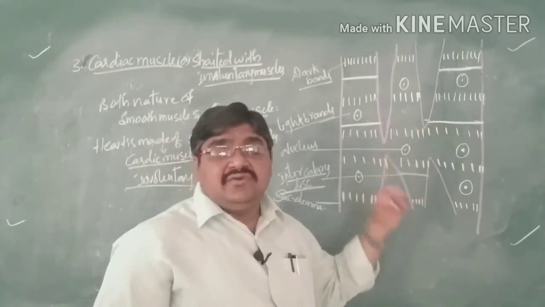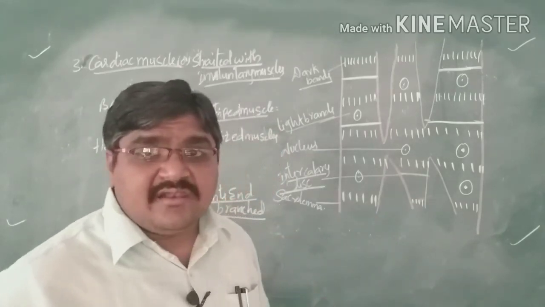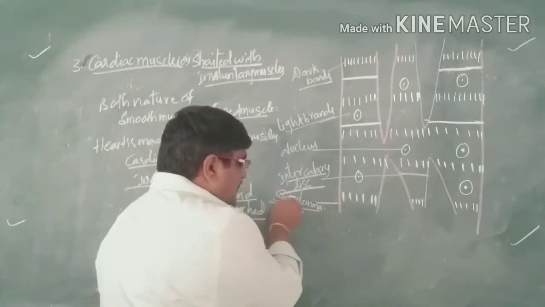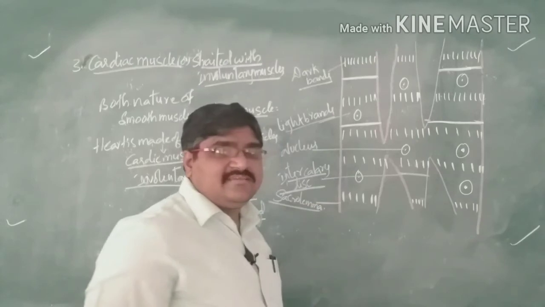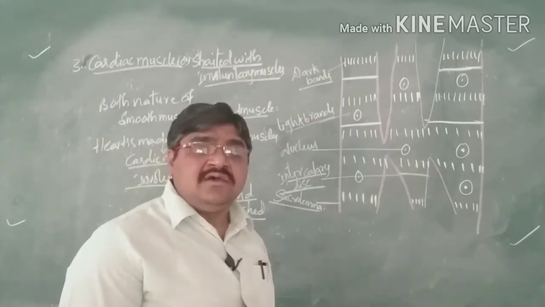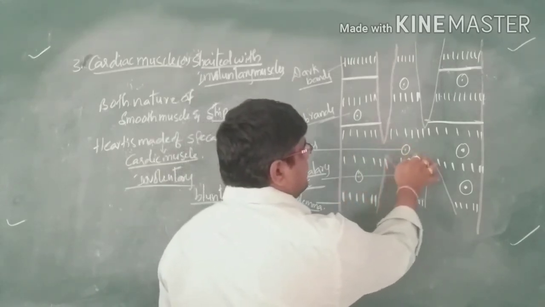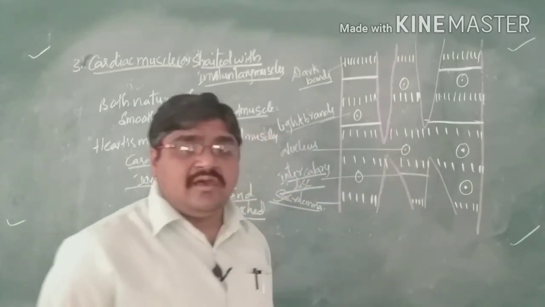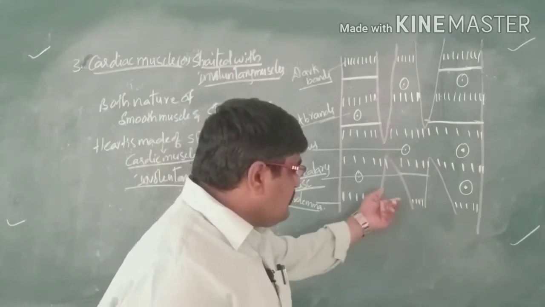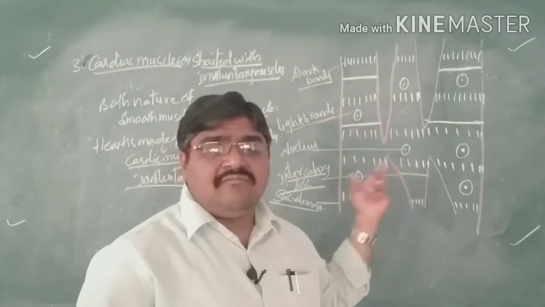Also, these cells are uninucleated, having a single nucleus, and they are branched in nature. Each is surrounded by a thin plasma membrane called the sarcolemma, and it consists of dense cytoplasm called the sarcoplasm.